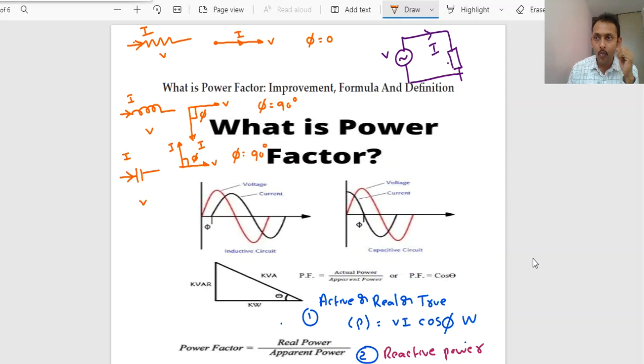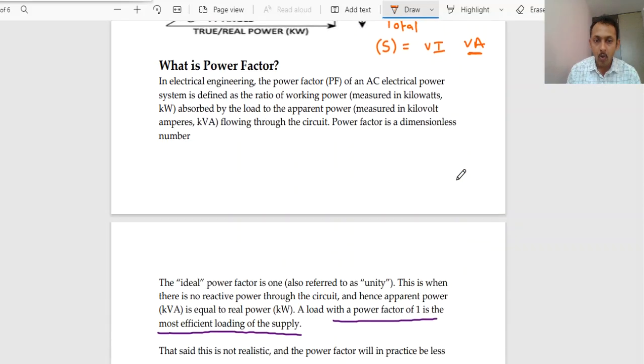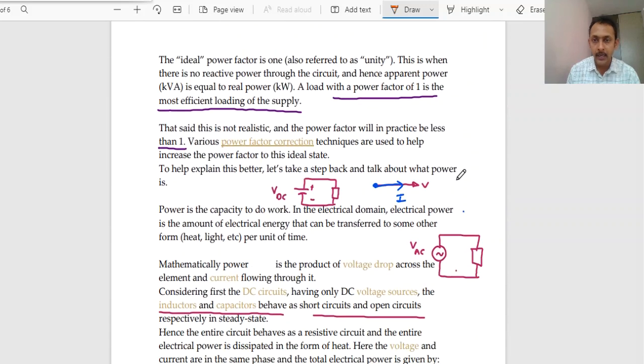In this video, we are going to discuss the methods of improving the power factor, or power factor improvement. Before going into the discussion of improvement of power factor, it is very important to understand what the power factor is, what its definition is, and how the power factor will be in a DC circuit, and what it will be if the supply is AC in AC circuits.